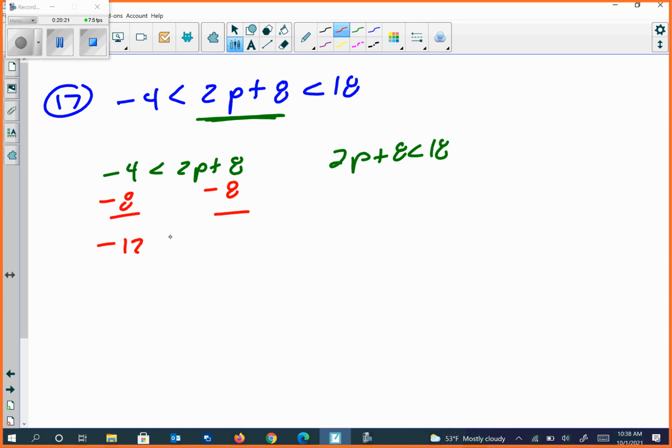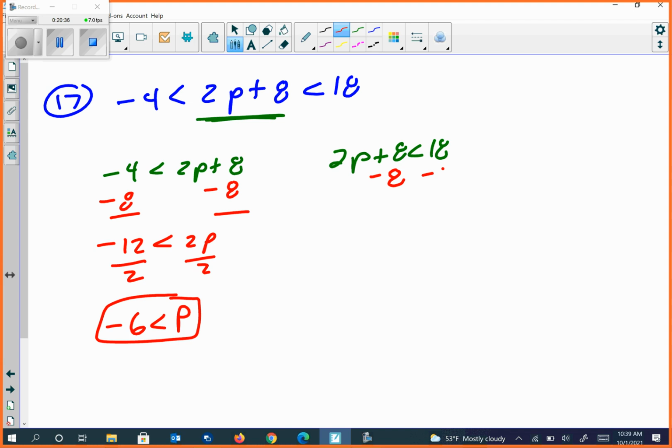It gives me negative 12 is less than 2p. Divide by 2. I get negative 6. The sign doesn't flip because the 2 was not negative. Okay, so this is our first part of our answer. Second part of our answer is this. Less than 10. Divide by 2. Let's cancel. So that's p is less than 5.